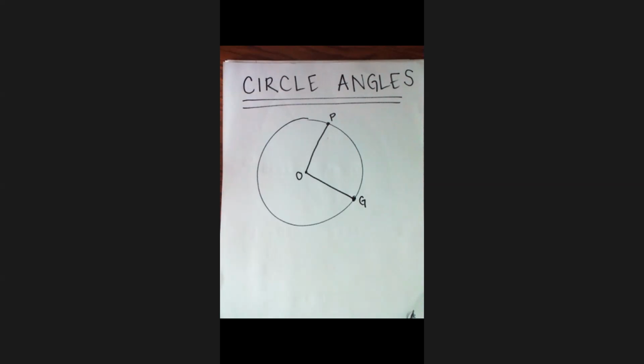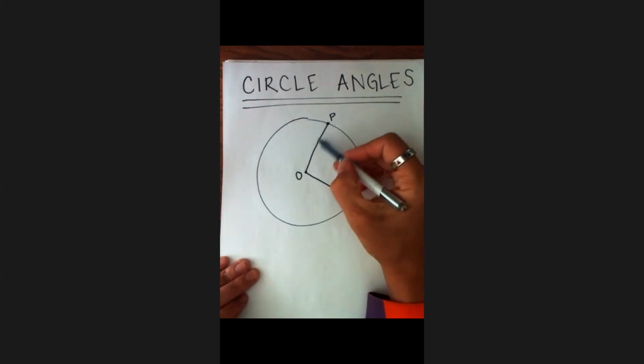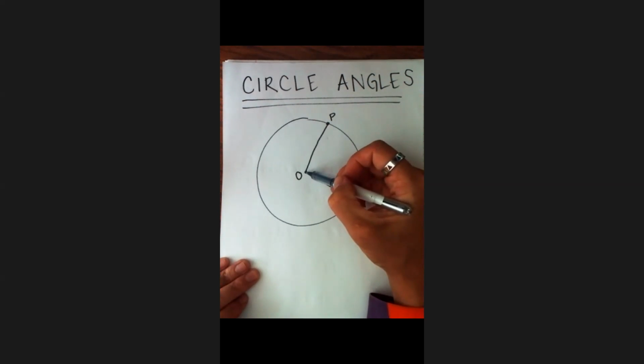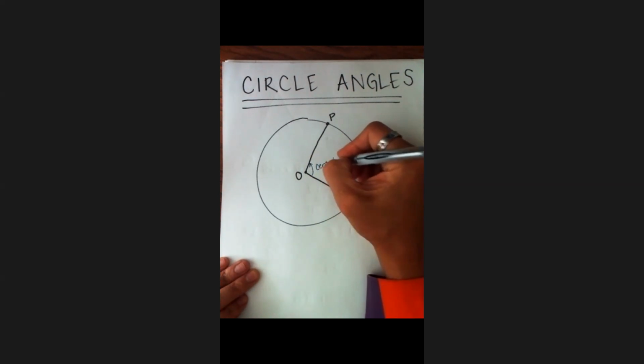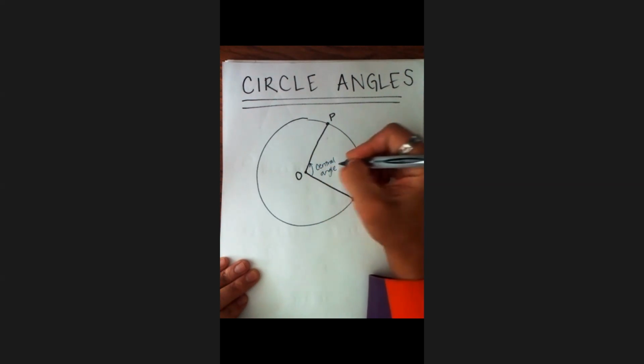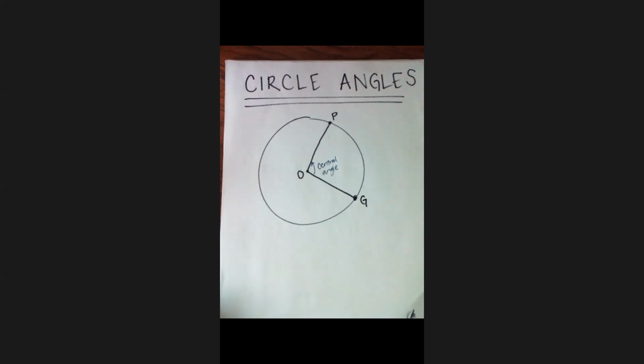Does anybody see an angle? Hey, I see an angle. We made an angle right here, using the center of the circle. You know what this is called? That's called the central angle. Now, of course, there are infinitely many central angles. They just have to use the center of the circle to be called a central angle.